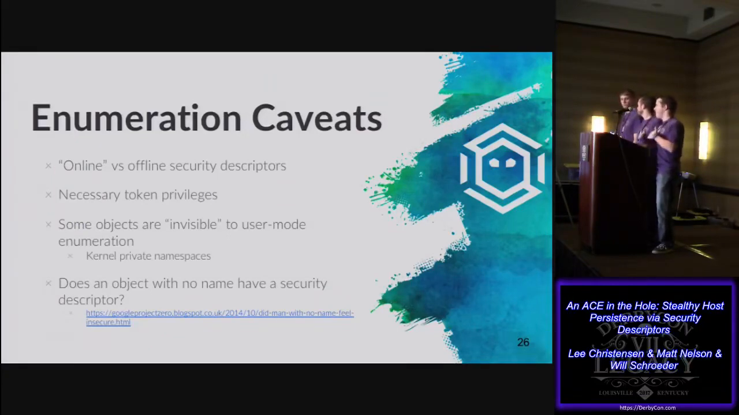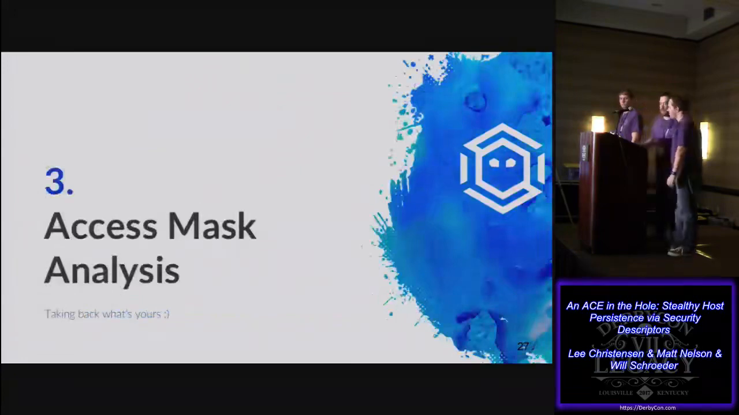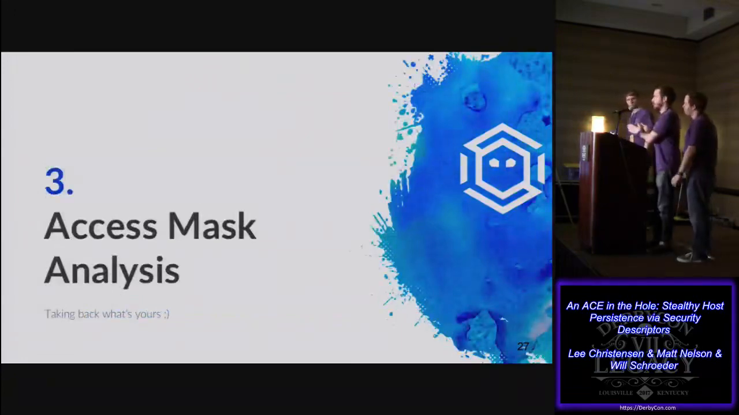Some objects you also can't see from user mode. The kernel has what's called private namespaces. So if you're a user mode process, you won't be able to view those objects it's created. For example, a section object that's created in the kernel and then shared to a process. You may not be able to enumerate that. And also, if the object doesn't have a name, you can have named objects and anonymous objects. Some objects, if they don't have a name, you can apply a security descriptor to them, but that security descriptor doesn't actually mean anything. Windows just ignores the security descriptor when you try to access the object. So just another caveat when you're enumerating these different security descriptors.